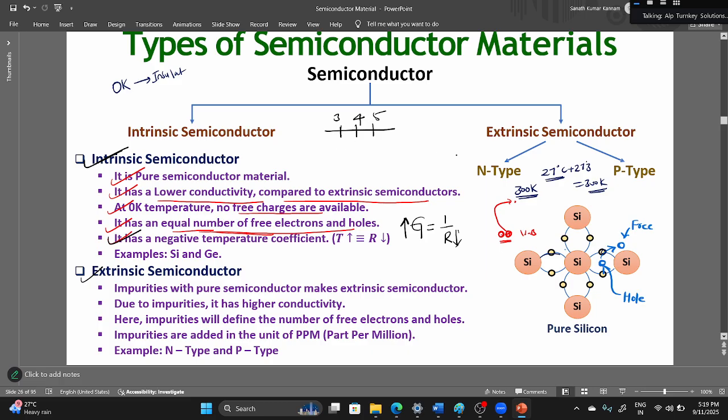Suppose you are doping with pentavalent impurities. What are the pentavalent impurities? You can remember like this: PAAB means phosphorus, arsenic, antimony, and bismuth. When you dope with phosphorus, arsenic, antimony, bismuth, you get an extrinsic semiconductor, that is n-type semiconductor, where the majority carriers are electrons.